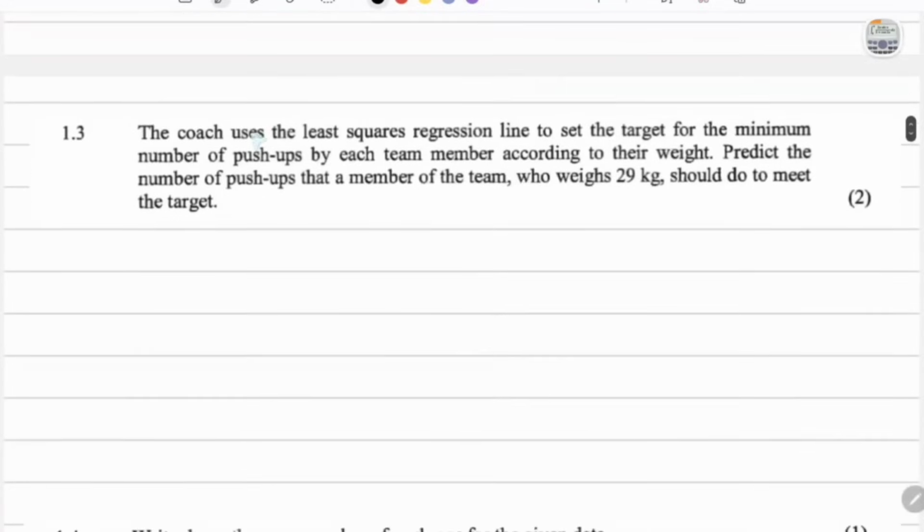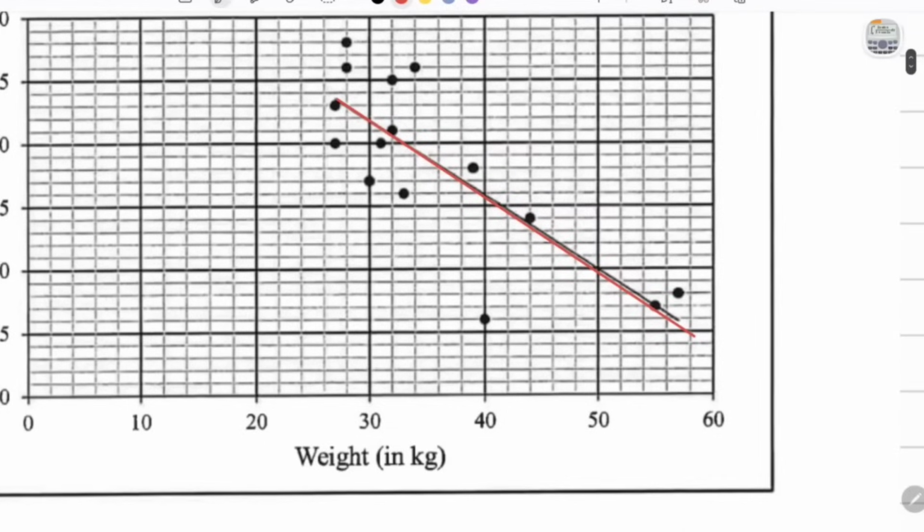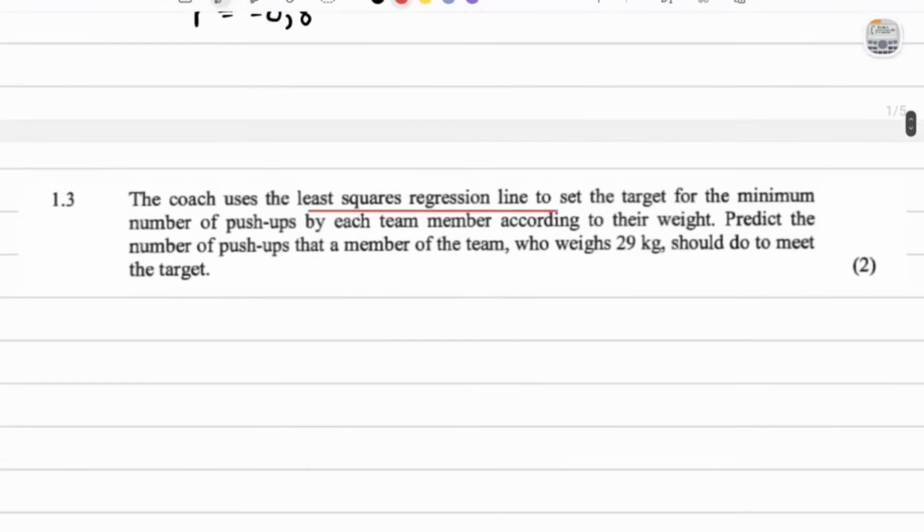The next question, 1.3, says, the coach uses the least squares regression line to set the target for the minimum number of push-ups by each team member according to their weight. Predict the number of push-ups that a member of the team who weighs 29 kg should do to meet the target. Okay, so let's understand that. The coach uses the least squares regression line to set the target. Okay, so all that really means is the coach is saying, everybody, this is the target you need to meet. Okay, that least squares regression line is the target. So depending on their weight, they would have to reach a specific amount of push-ups.